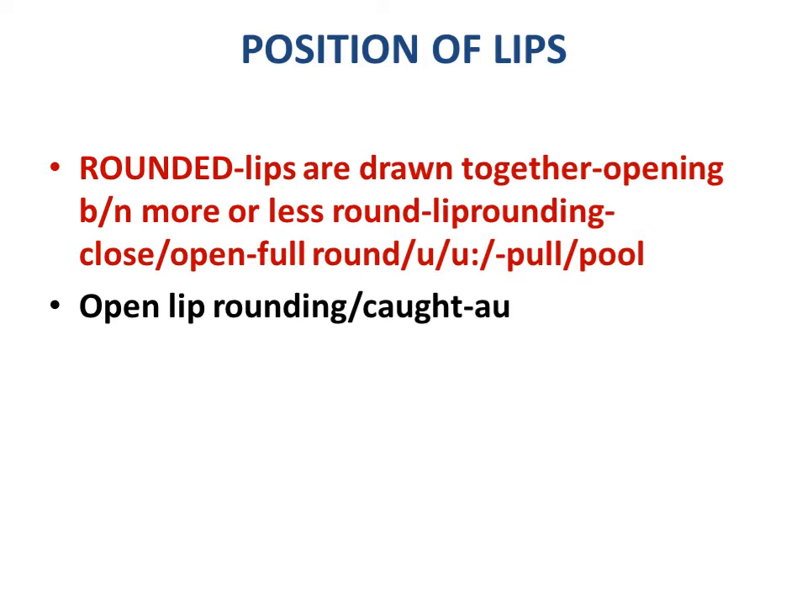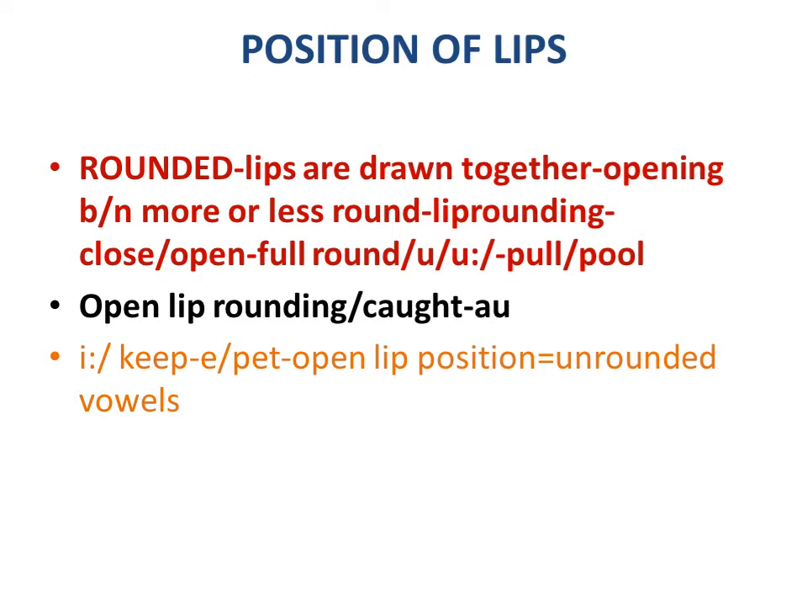Open lip rounding. For example, coat. First it is open, away from the roof of the mouth. Oh, coat, coat. Our lips are in open lip rounding position. It is open, that's away from the roof of the mouth. At the same time, the lips are in rounding position. Coat, oh, out. That is called open lip rounding.